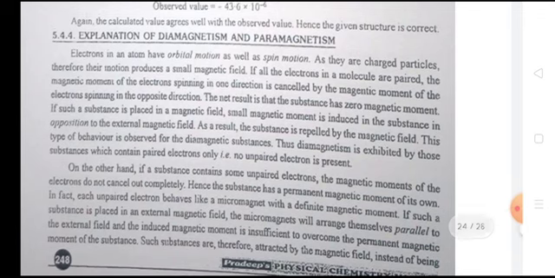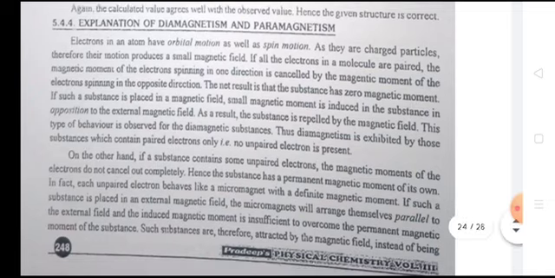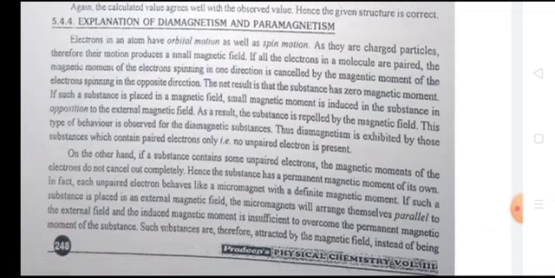Explanation of diamagnetism and paramagnetism. Electrons in an atom have orbital motion as well as spin motion. As they are charged particles, their motion produces a small magnetic field. If all the electrons in a molecule are paired, the magnetic moment of the electron spinning in one direction is cancelled by the magnetic moment of electrons spinning in the opposite direction. If such a substance is placed in a magnetic field, a small magnetic moment is induced in the substance in opposition to the external magnetic field. Thus, diamagnetism is exhibited by those substances which contain paired electrons only, that is, no unpaired electron is present.